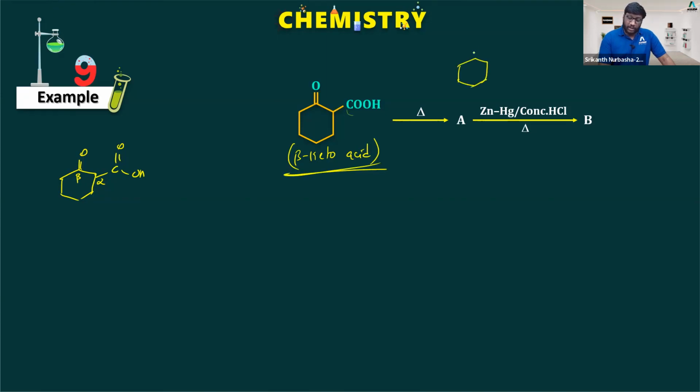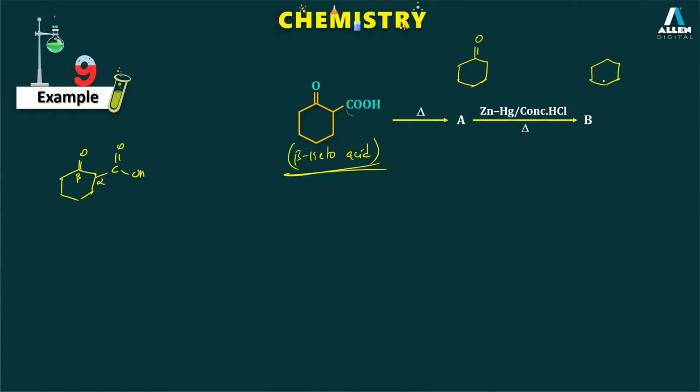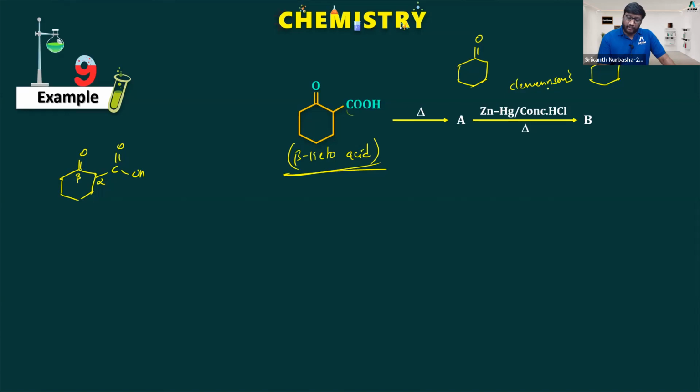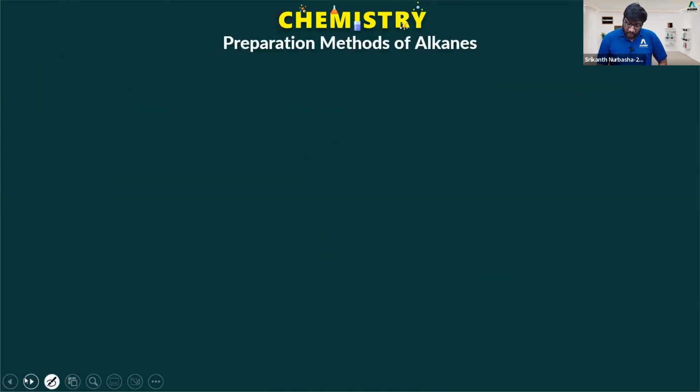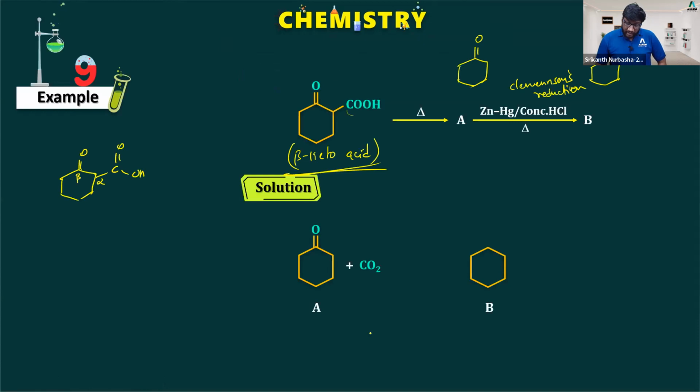This carbon is going to connect to hydrogen. So you get C double bond O. This is treated with zinc amalgam in the presence of concentrated HCl. What type of reaction is that? Clemmensen's reduction. Clemmensen's reduction will convert the C double bond O to CH2. So you get B as cyclohexane, A as cyclohexanone plus CO2.